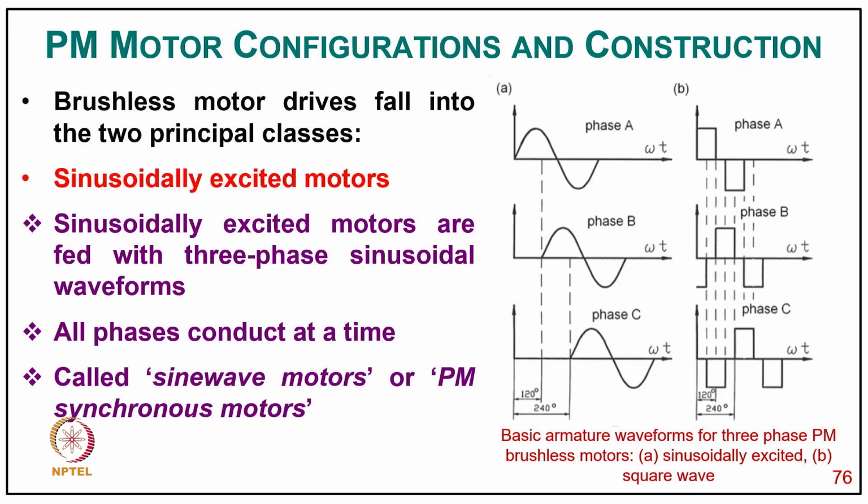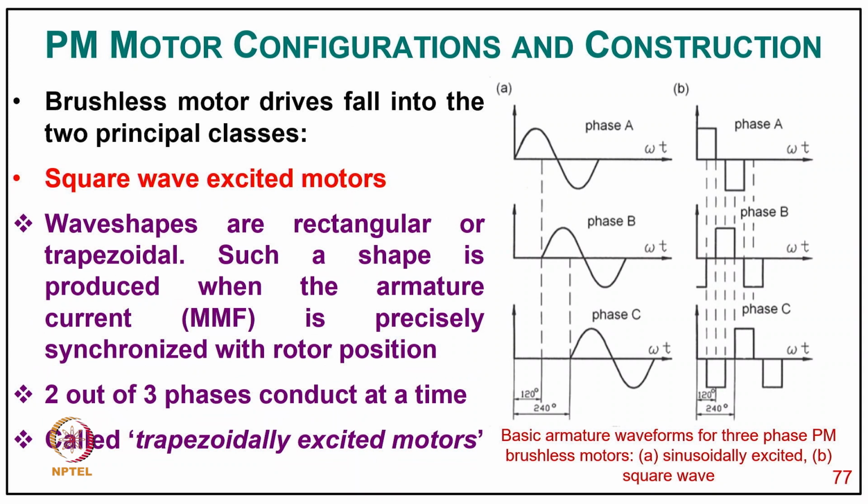Here, brushless motors fall into two principal categories. Sinusoidal excited motors, as you can see here, are fed from a three-phase sinusoidal current waveform and all phases conduct at a time, called sine wave motors or PM motors. Another motor is the BLDC motor.